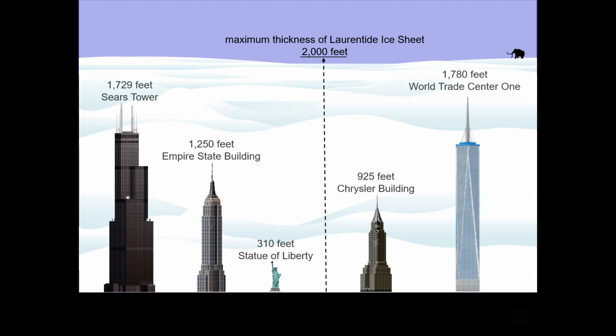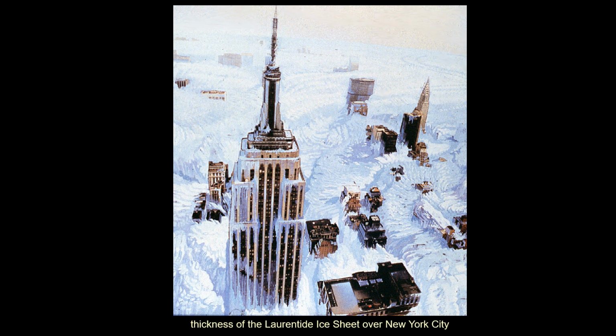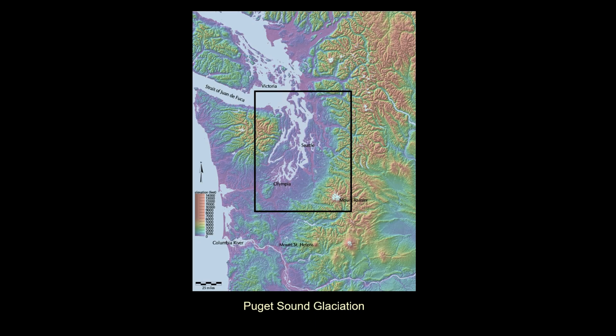Here's a couple other buildings. We'll throw on there the World Trade Center 1 and the Sears Tower. Another image of the thickness of the Laurentide ice sheet as it would have occurred over New York City. Of course, these buildings weren't there at the time. This was a long time ago that the Laurentide ice sheet existed, but you get a feel for how thick the ice sheet would have been even just over the city of New York, which is near the coastline. So it's pretty thick.